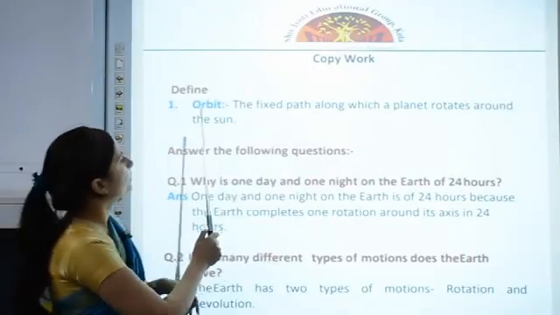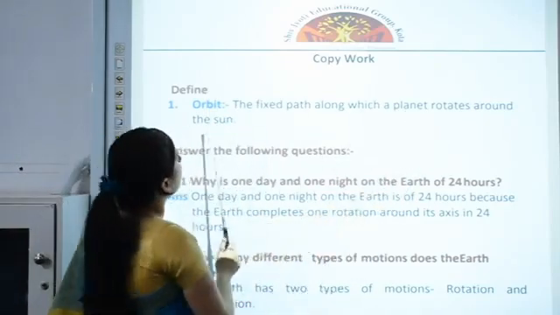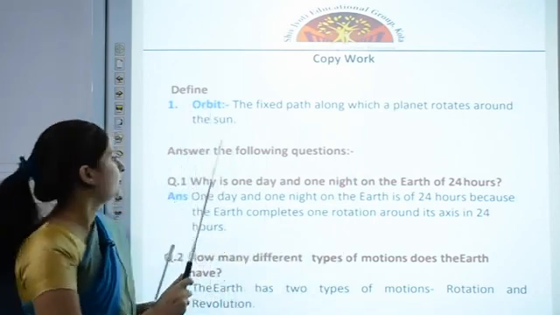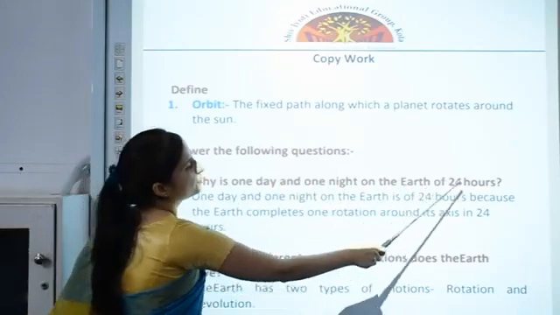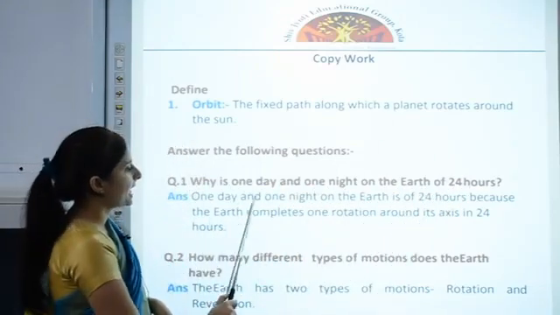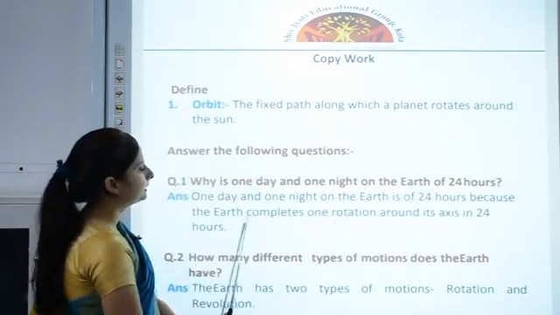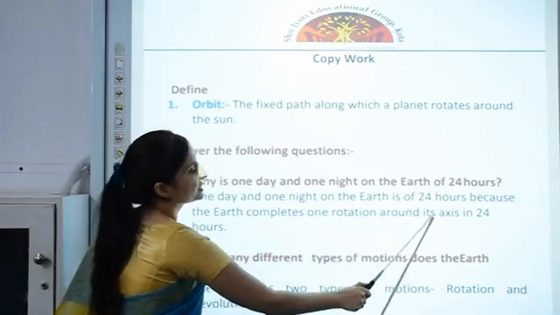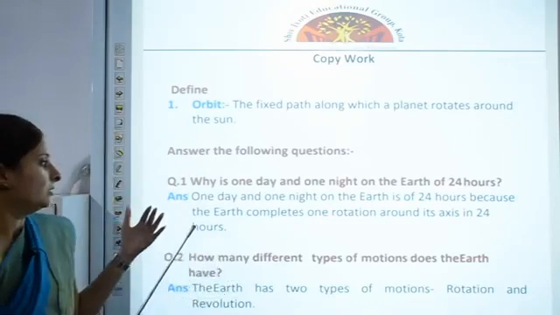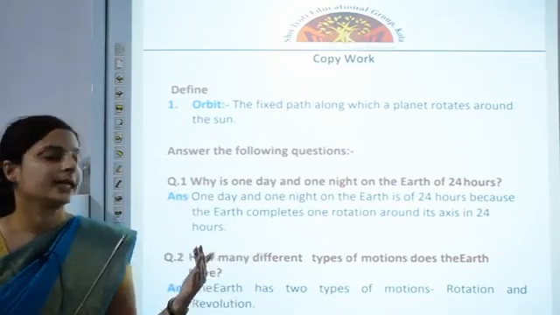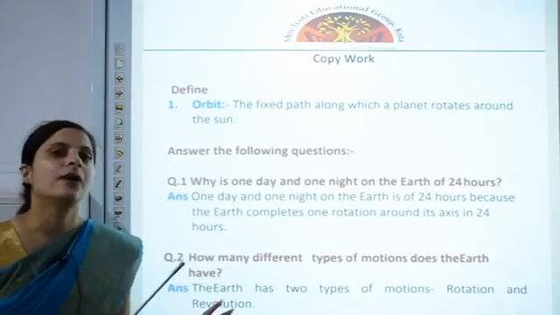Now I will discuss the copy work. Again, orbit. The fixed path along which a planet revolves around the sun is called orbit. Question number 1. Why is 1 day and 1 night on the earth of 24 hours? 1 day and 1 night on the earth is of 24 hours because the earth completes one rotation around its axis in 24 hours. Therefore, we have 1 day and 1 night of 24 hours.